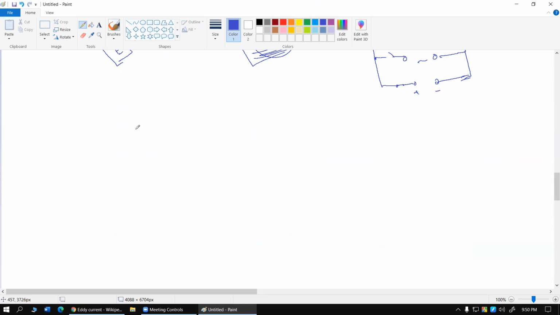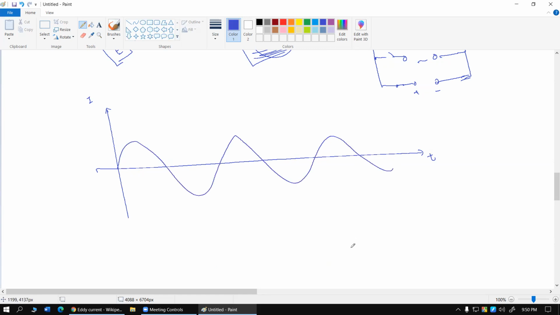Let's say this is the I versus T graph of an AC supply. Let's say this is how it looks. Not so good, but bear with me. This is I versus T. If I want to square this, the graph is going to start to take a shape like this. I'm just squaring it to give you a bit of an idea.